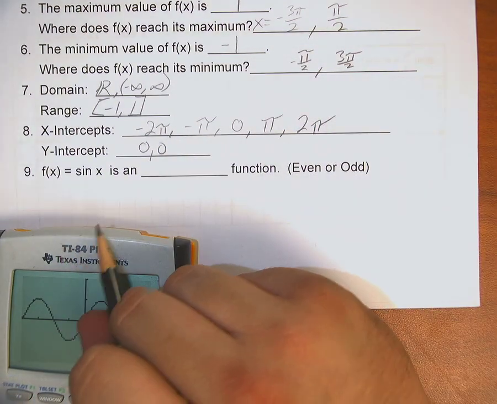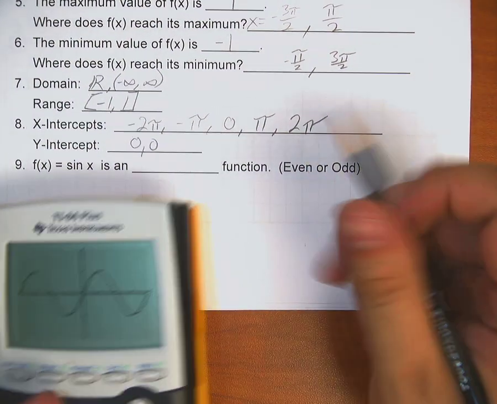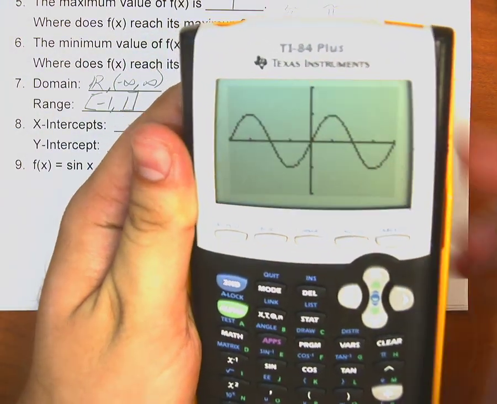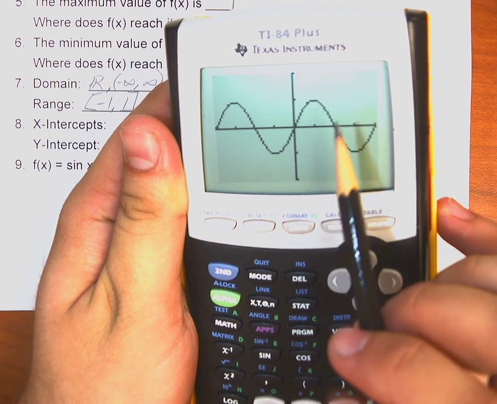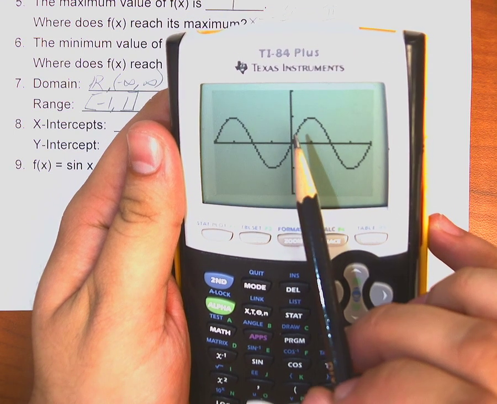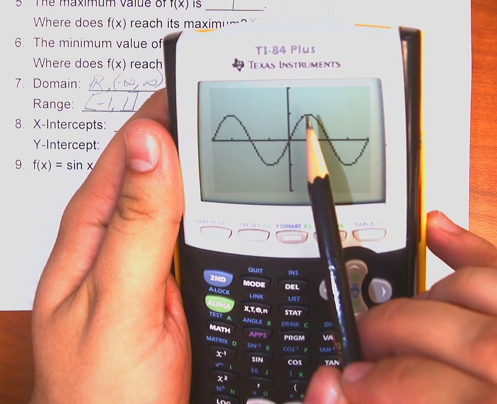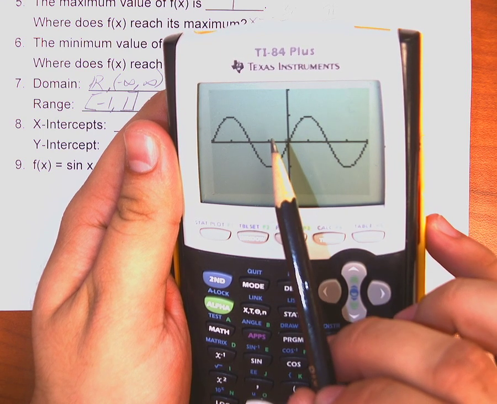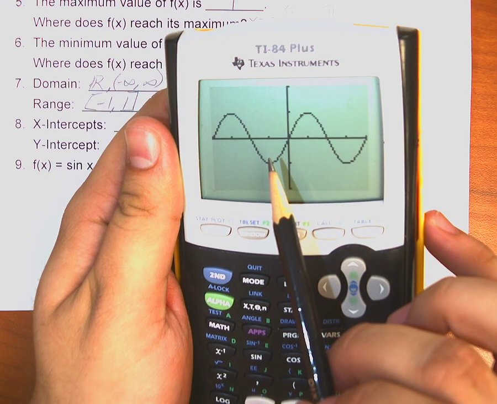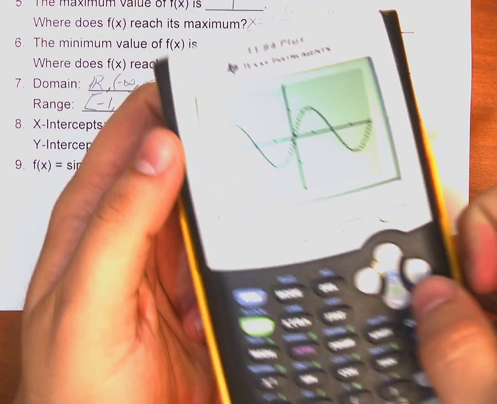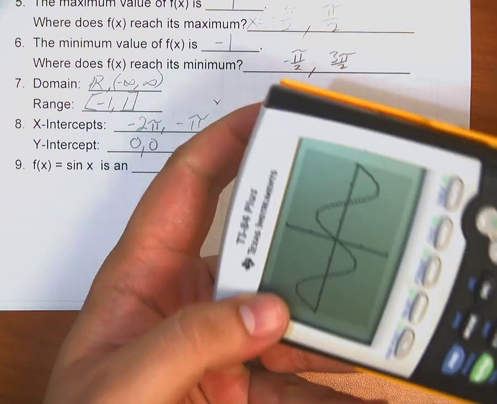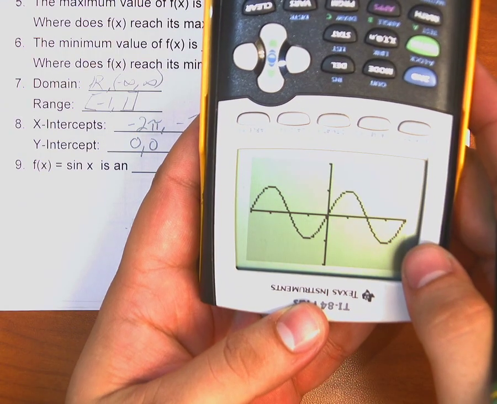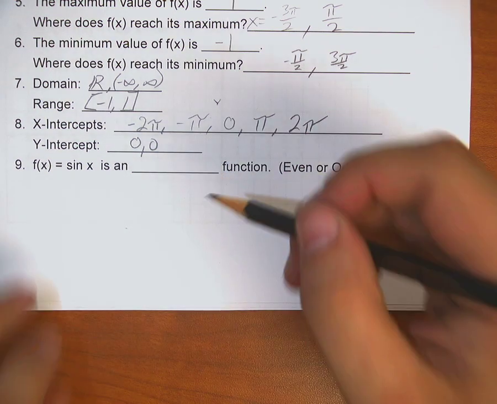And then sine x, even or odd? Well, if I look at this function, it has an origin symmetry. This point, if I make pi over 2 comma 1, negative pi over 2, -1. See how it's an origin symmetry? The other way we said is if we flip that upside down, we get the same graph. It's like magic. So it is odd.